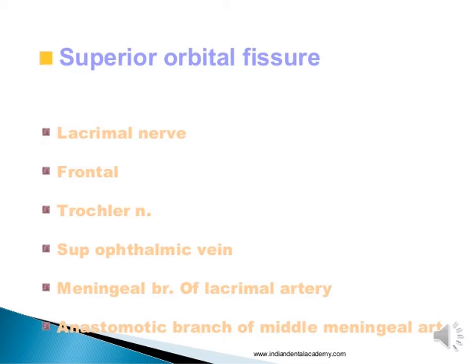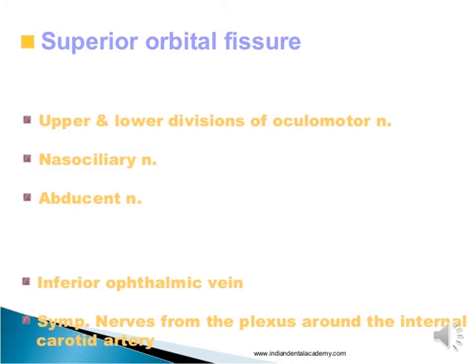We have the trochlear nerve, the third cranial nerve, the superior ophthalmic vein, the meningeal branch of the lacrimal artery, and an anastomotic branch of the middle meningeal artery. The upper and lower divisions of the oculomotor nerve, the fourth cranial nerve, the nasociliary nerve, and the abducent nerve, the sixth cranial nerve. The inferior ophthalmic vein and sympathetic nerve from the plexus around the internal carotid artery. So the third, fourth, fifth, and sixth cranial nerves pass through the superior orbital fissure.